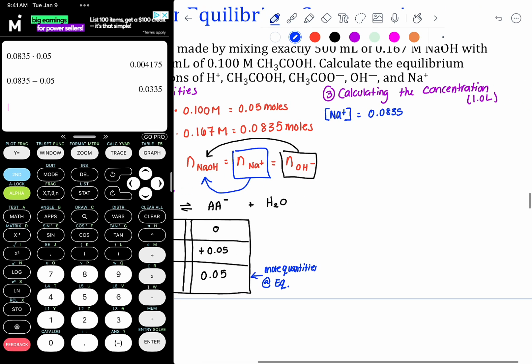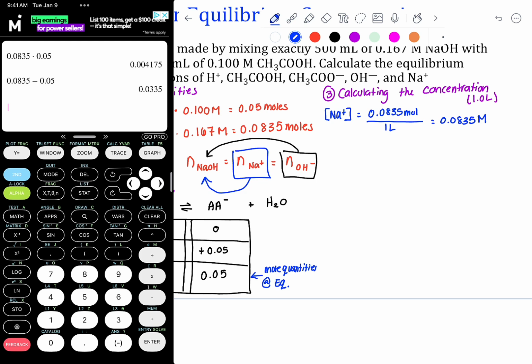So we take that, 0.0835 moles, and we divide it by 1 liter. I'm in too many different units. Divided by 1 liter. So that gives us a concentration of 0.0835 molar for our Na+.